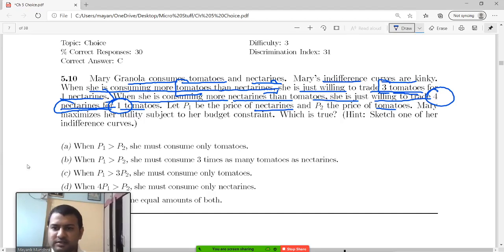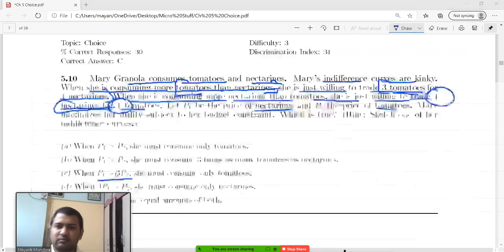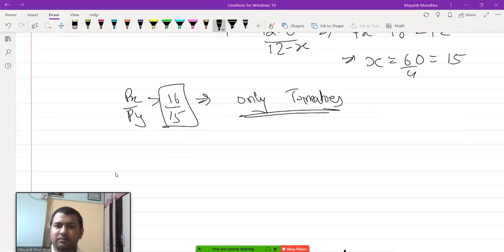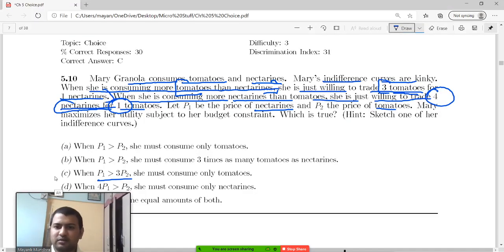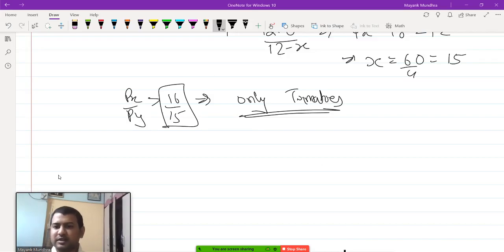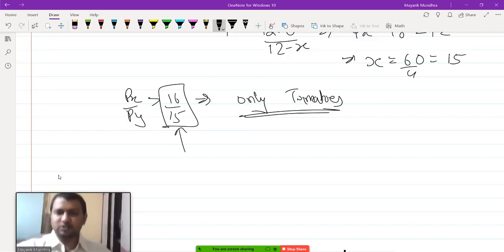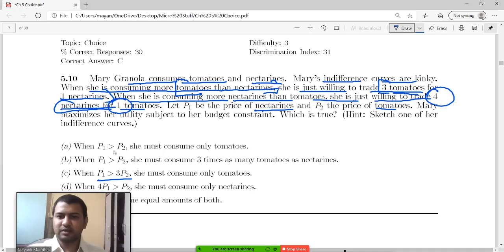That satisfies this condition whenever p1 by p2 is greater than 16 by 15, which implies greater than 3. So I am saying that whenever it is greater than 16 by 15, she should consume only tomatoes. The option is whenever it is greater than 3, she should consume only tomatoes. So this option is a subset of whatever I am getting, but I am not really sure.